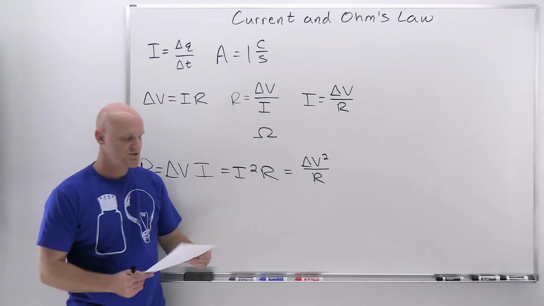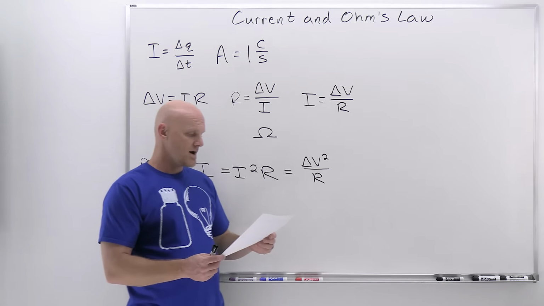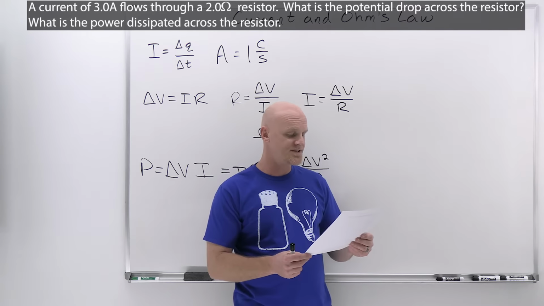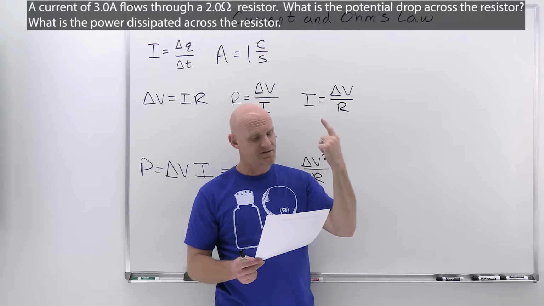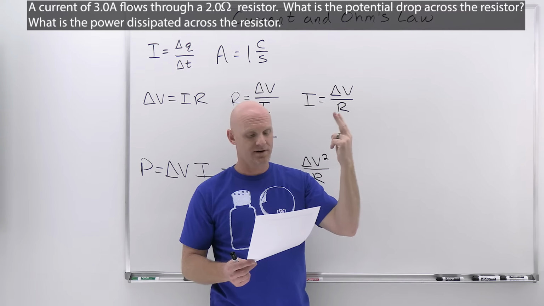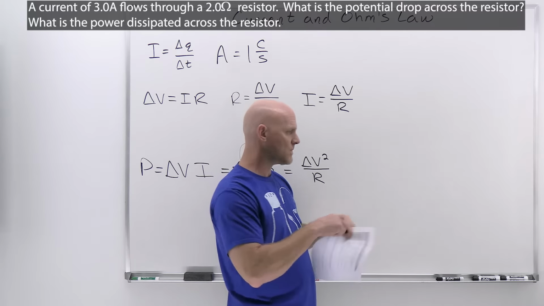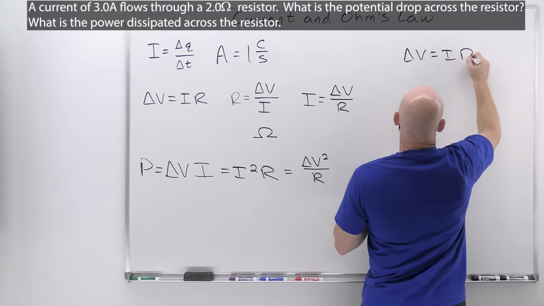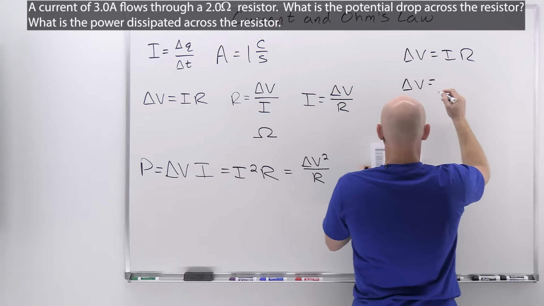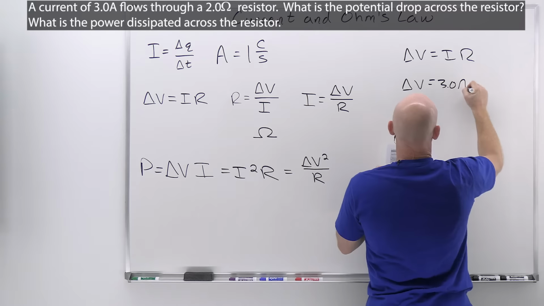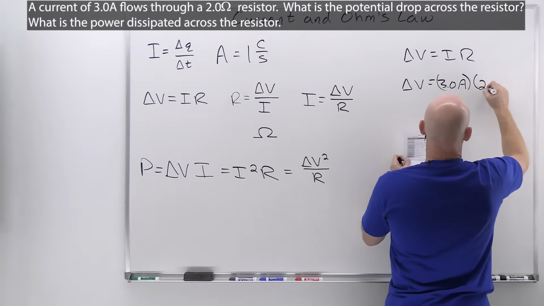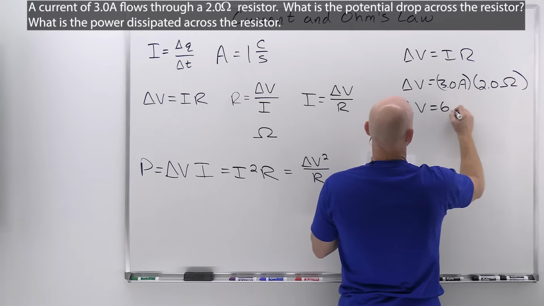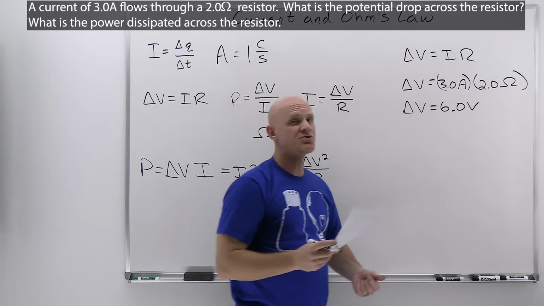And let's jump into doing a little bit of plugging and chugging. So first question here says a current of 3.0 amps flows through a 2.0 ohm resistor. What is the potential drop across the resistor? First question. What is the power dissipated across the resistor? Second question. All right, so the potential drop here is just straight up Ohm's law. Delta V equals I times R. And in this case, it's given. So I is 3.0 amps. R is given as 2.0 ohms. And 3 times 2, delta V is going to be 6.0 volts.